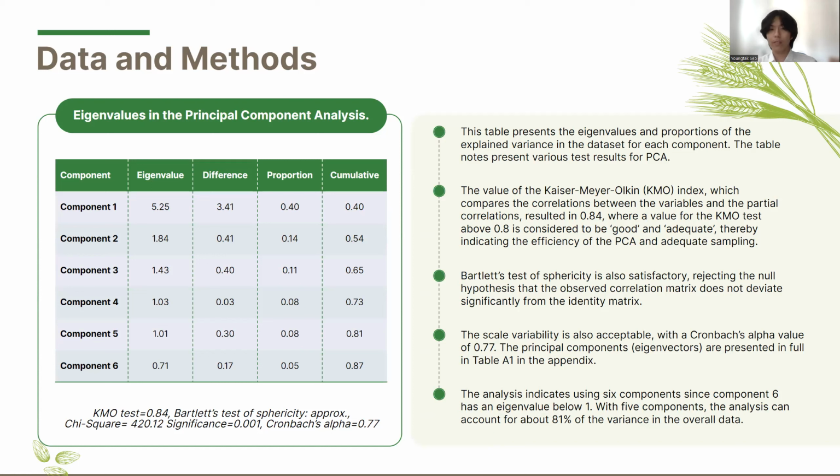Bartlett's test of sphericity is also satisfactory, rejecting the null hypothesis that the observed correlation matrix does not deviate significantly from the identity matrix. The scale variability is also acceptable with a Cronbach's alpha value of 0.77. The principal components eigenvectors are presented in full in table A1 in the appendix. The analysis indicates using 6 components since component 6 has an eigenvalue below 1. With 5 components, the analysis can account for about 81% of the variance in the overall data.